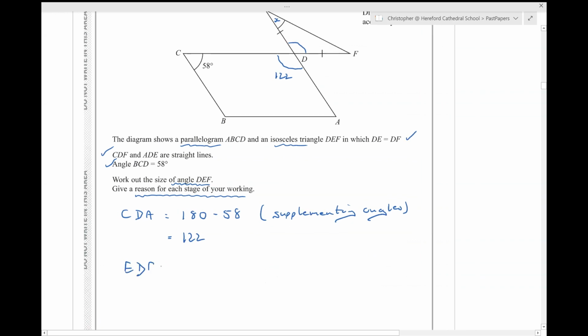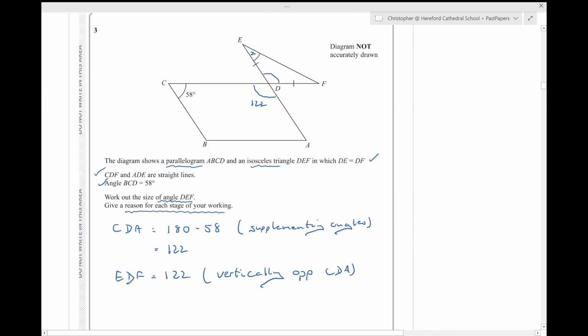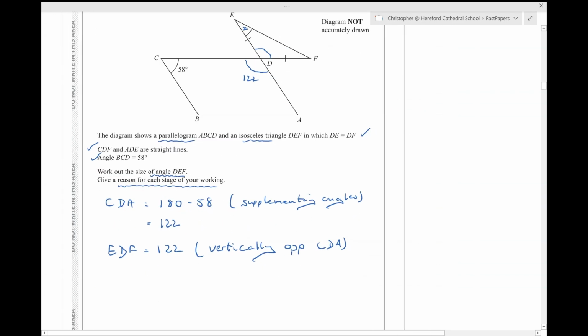EDF also equals 122 because it is vertically opposite, isn't it? Vertically opposite CDA. Good. So that angle is 122. So now I can find what I'm asked to find, DEF, because that's 180 minus 122 divided by 2, because that's an isosceles triangle.